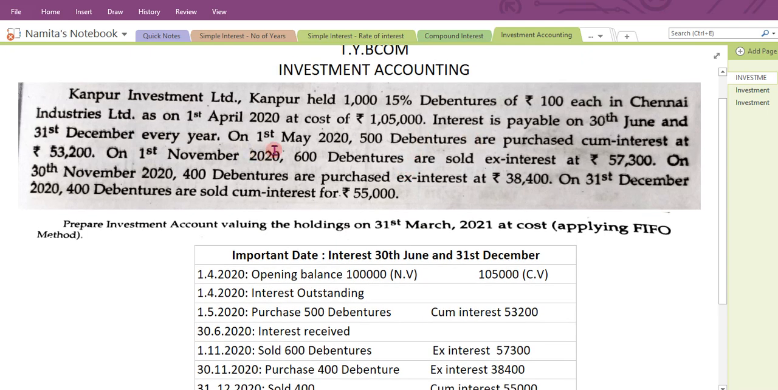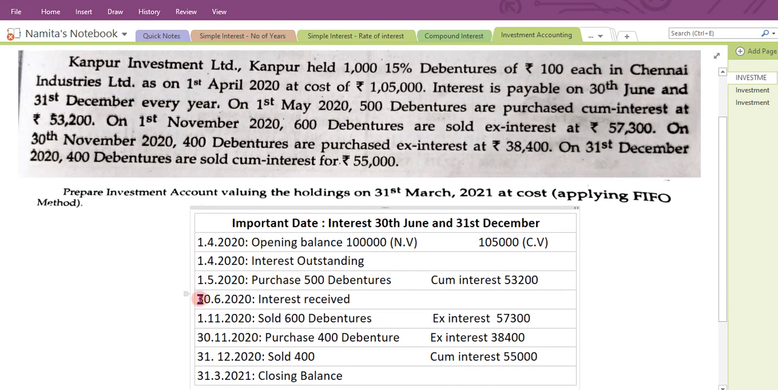Next, on 1st May 2020, what is happening? 500 debentures are purchased. A purchase transaction is happening, and the purchase is of 500 debentures, done on cum interest. And what is the market value of those debentures? It is written here: 53,200.